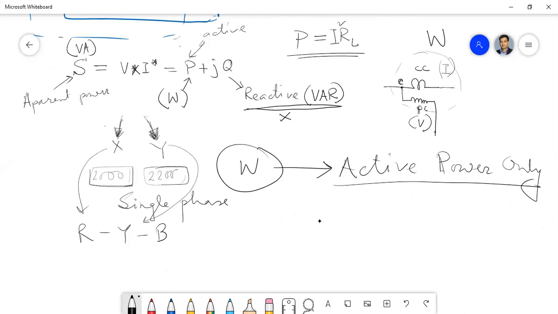Actually, the utilities like CESC, if a huge motor is used, I mean there will be a huge inductance. So the reactive power value will be huge. Actually, the supplier knows very well that as a domestic consumer, you will not install any large motors within your premises. They know it better.